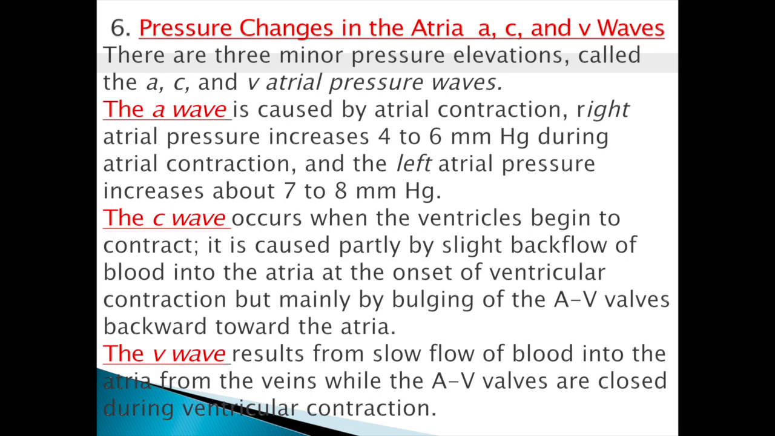The V wave results from slow flow of blood into the atria from the veins, while AV valves are closed during ventricular contraction. Now the ventricle is contracting, the AV valve is already pushing or bulging in the ventricle, but this V wave appears due to the rush of blood from the pulmonary veins, and in the right atrial pressure, when the blood comes from the superior and inferior vena cava. So there are three changes especially, and that will come in our discussion, and we want to discuss before we reach there.